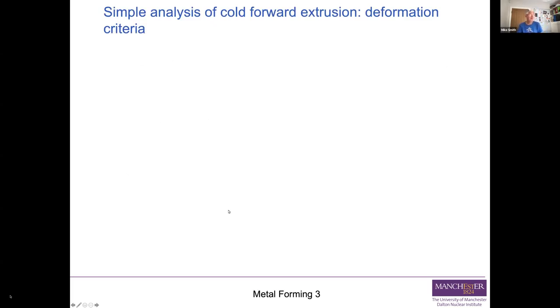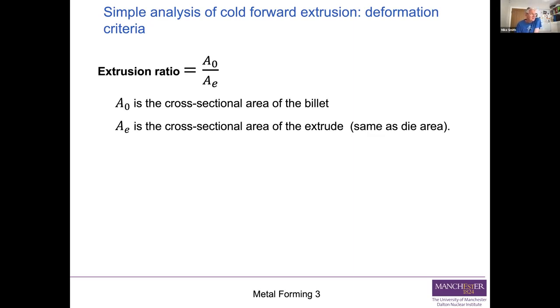So, we start off by generating what we call deformation criteria, some criteria for saying how much we are deforming our extrude when we produce our component. And the first one of these is very simple. It's called the extrusion ratio. And it's the ratio of the cross-sectional area of the billet that you start with, which the ram pushes against, and the cross-sectional area of the extrude that comes out at the end. And of course, that is by definition the same as the area of the die, the cross-sectional area of the shape that you are creating in the die. So this is a simple definition. The extrusion ratio is A0 over AE.